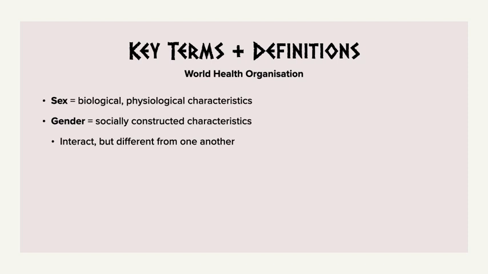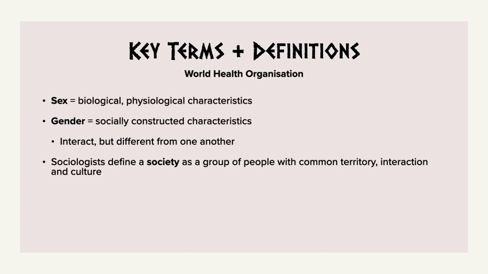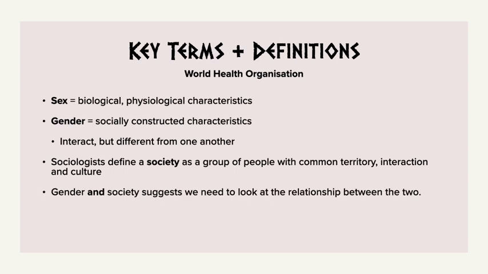In terms of what a society means, the sociological definition of that is a group of people who have something in common to do with their territory, their interactions, their culture. And so the assessment specification for the Scholarship Classical Studies exam is gender and society.